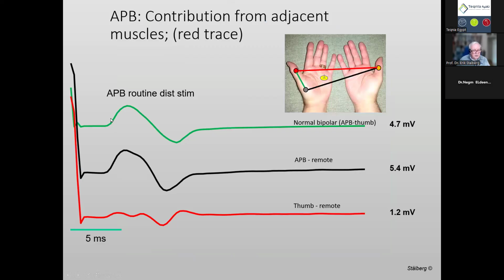And here is our recording, the normal one between APB and the thumb. And here is the recording between APB and a remote reference. And you see, this is pretty good. The thumb is relatively zero. And this minus this will create this one.